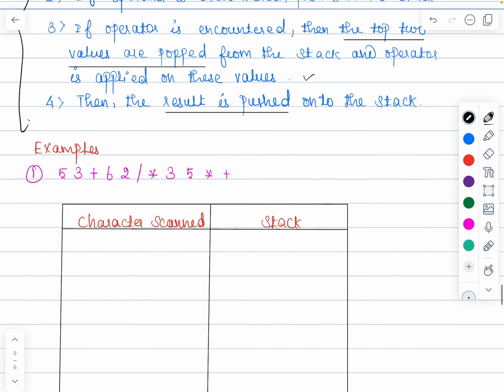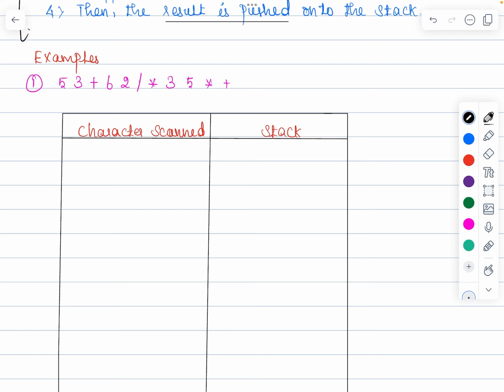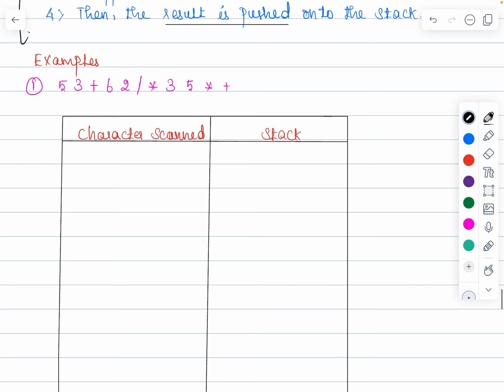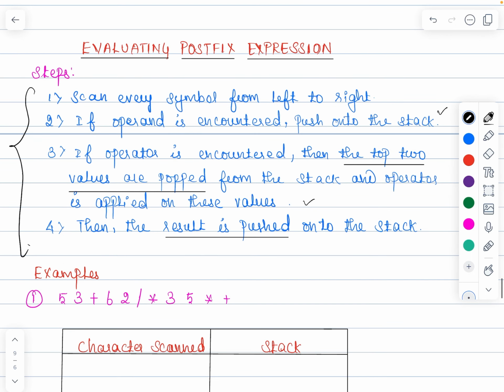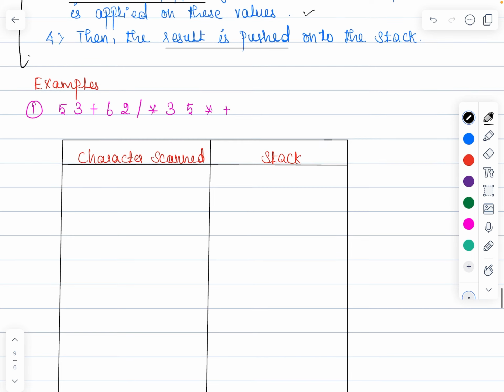Let's take one example and solve it. This is the given example. The given postfix expression has been given, and we are supposed to evaluate this postfix expression and find out the final answer. Any infix expression must be converted into the postfix expression first, and only then can we evaluate the postfix expression and find the final answer. Let's solve it now. When converting infix to postfix, we used an operator stack, but here we are going to use an operand stack, which means whenever we encounter an operand, we push it onto the stack.